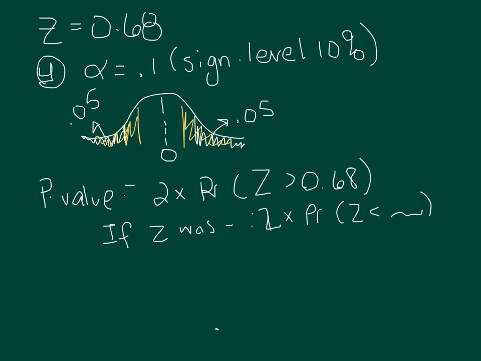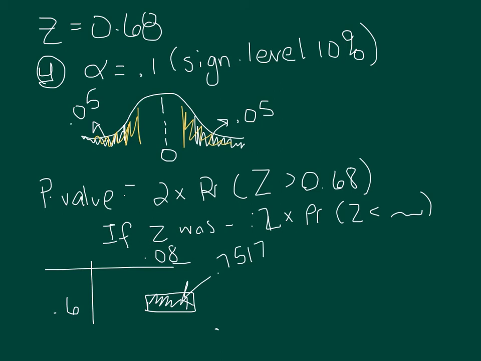Okay, so we're going to go to our table, and we're going to look up 0.6 on this side and 0.08 up here, because that's the z-score, not a probability, and we want to find the number located right here in our table. If we do that, looking at my table, 0.7517 is the value that you get from that table.